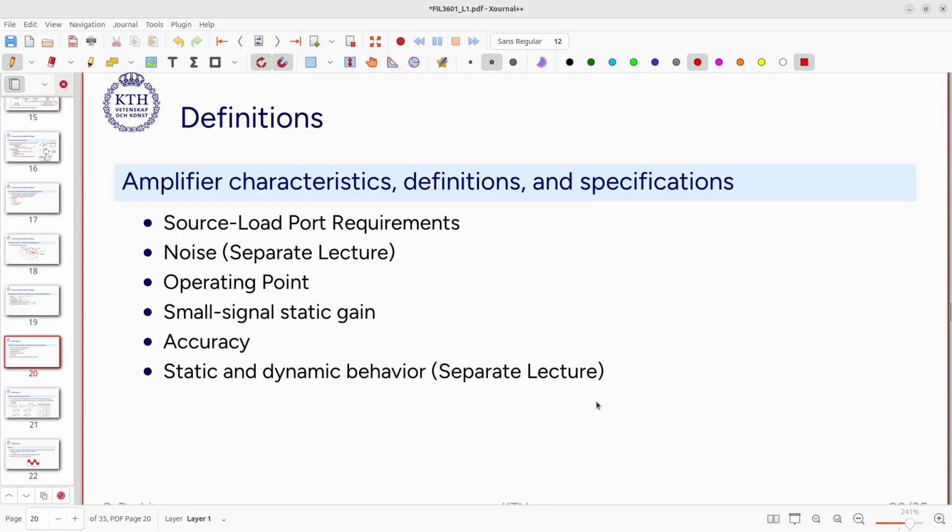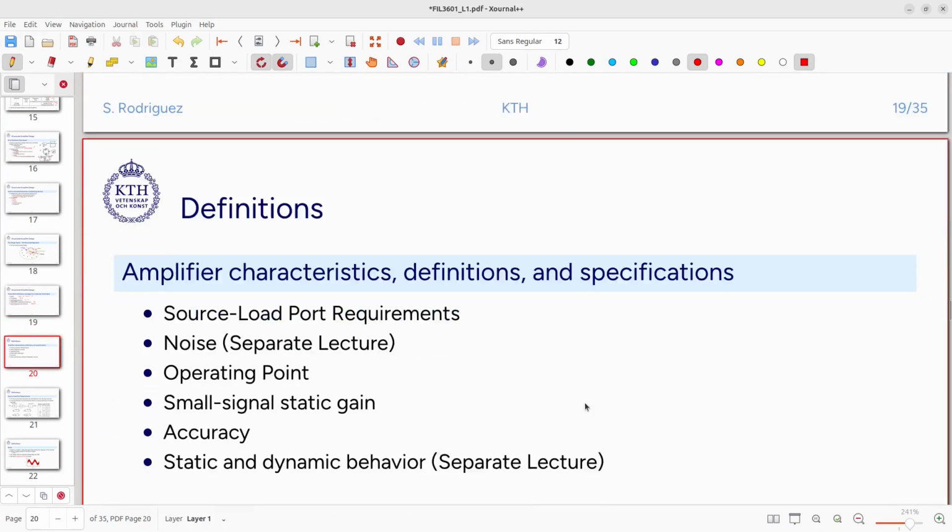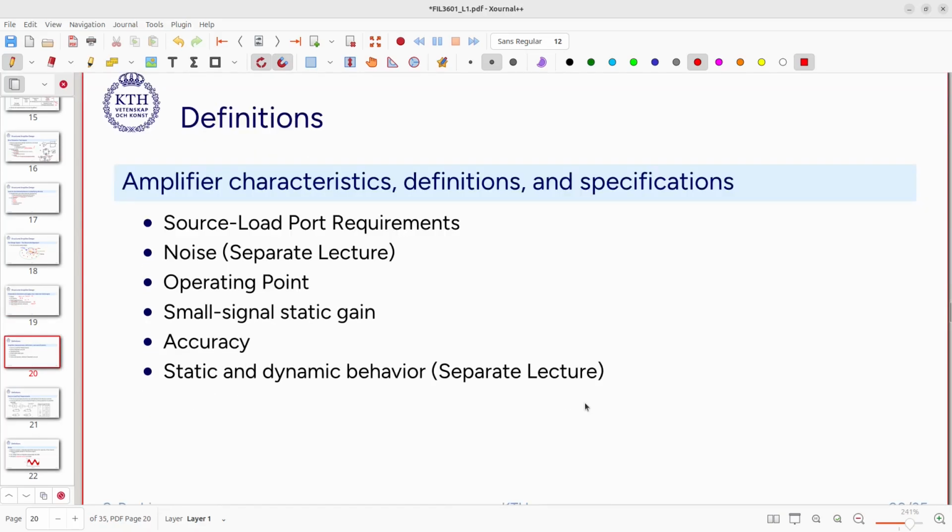Okay, now we'll go to the part of definitions. There are a number of definitions that we have to be clear about before we move forward with the theory. We are going to talk about the source load port requirements. Noise we will handle in a separate lecture, as it is a larger topic, but here we're going to be talking about the operating point, small signal, static gain, and the accuracy that is needed in an amplifier. In a separate lecture we will touch on static and dynamic behavior.